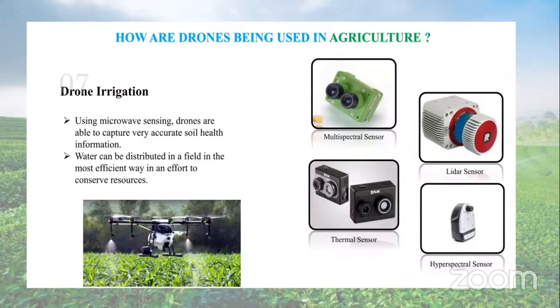And for this, we use a multispectral sensor, thermal sensor, hyperspectral sensor, and lidar sensor. By using all these sensors, it will give the information to the farmers.